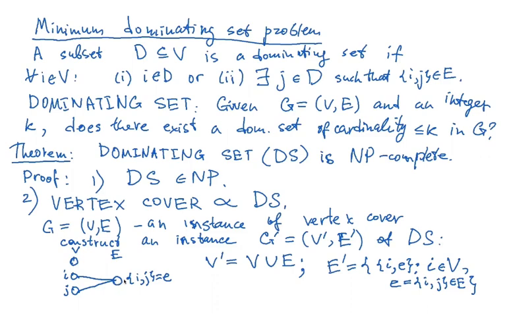So we need somehow to ensure that any minimum dominating set in graph G prime corresponds to a vertex cover. We want it to be the same size in graph G. So it may make sense to add all the original edges that we had in graph G to the set of edges in graph G prime. So if ij were connected by an edge in G, we are still going to connect it here.